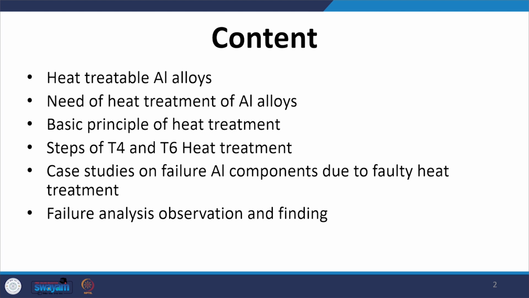Then we will look at the basic principle of the heat treatment and the common steps used in the two most common heat treatments, T4 and T6, for precipitation hardenable aluminum alloys. Then we will take up one case study on failure of aluminum components due to faulty heat treatment and the relevant findings and observations.